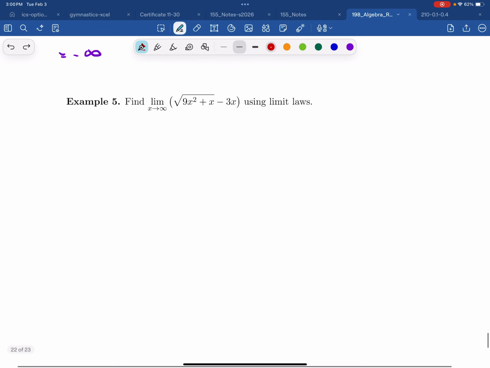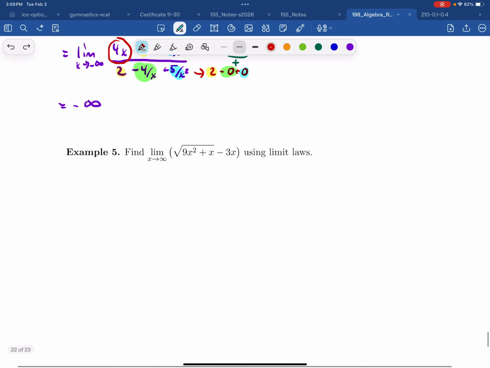Okay? Here's one more example, right? A little bit different. Same sort of thing. We're going to need to use limit laws. Still have a limit as x approaches infinity. Let's bust out that purple again. But it's still not a fraction.